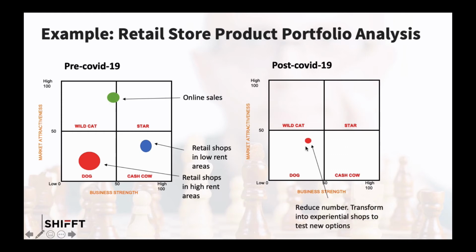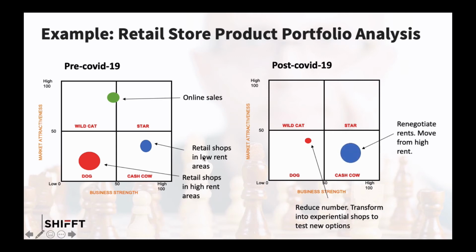Now, if we look at post-COVID, then we're over here and we're saying, okay, so what would we do to make this? Oh, sorry, I should mention the size of the circle is indicative of the level of sales in that. So most of our sales were in retail shops. A big chunk of it was in retail and in low rent, and some of it was in online. But what we're saying is post-COVID, we want less of it to be in this area here, and we're starting to move this dog up into Rising Star Wildcat territory. So we're going to reduce the number of them and transform them into experiential shops to test new options.